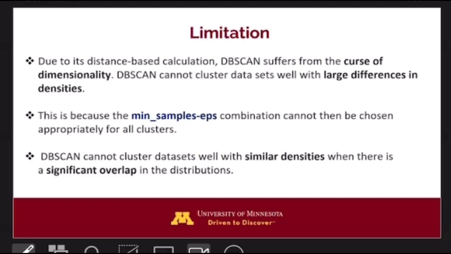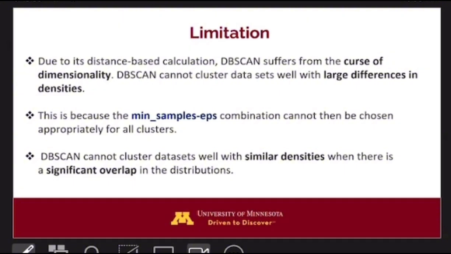And I said DBSCAN cannot cluster data sets with similar density when there's a significant overlap in the distribution. Now, don't forget, significant overlap is that situation whereby a particular member belongs to this cluster and belongs to another cluster, which cannot be captured by DBSCAN. Because DBSCAN, K-means, K-medoids, and hierarchical clustering are all classified under partitioning clustering, which I call hard clustering, where when you partition members into clusters, you can only belong to one cluster.